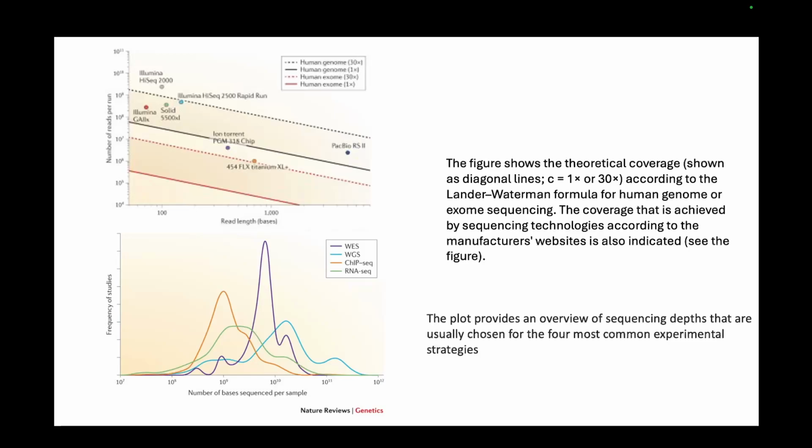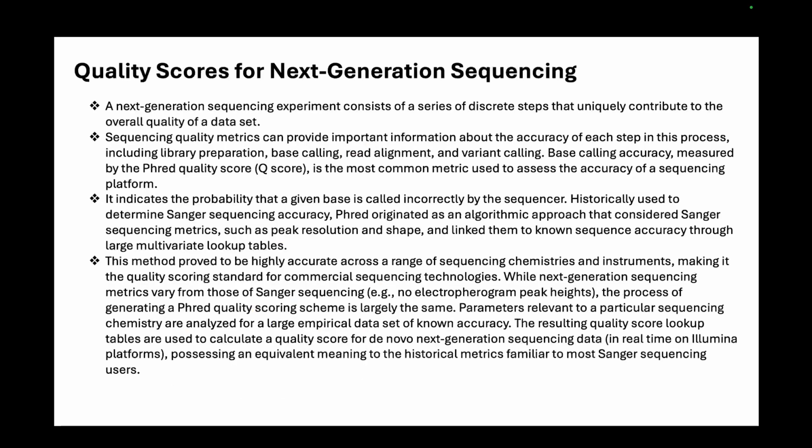So yeah. So next we come to the part where our sequencer has provided us with some sort of signal, be it fluorescence, be it radioactivity, be it any other kind of signal. Now, how do we take that signal and convert it to a base?